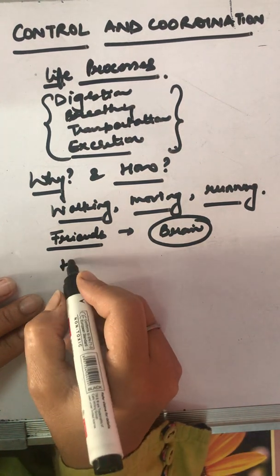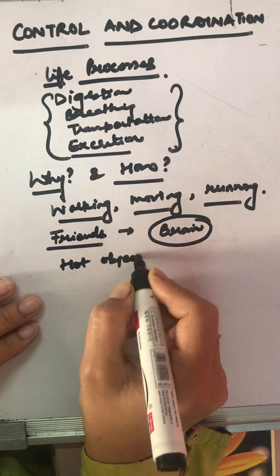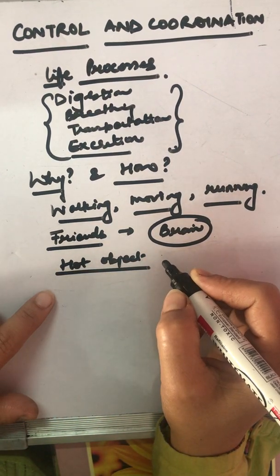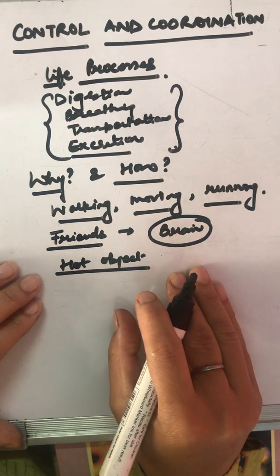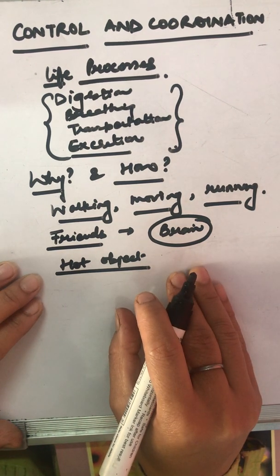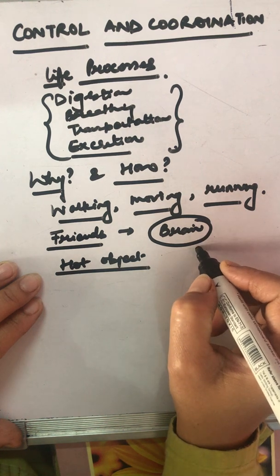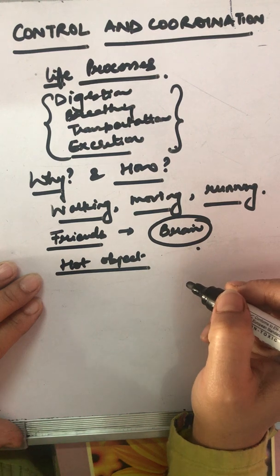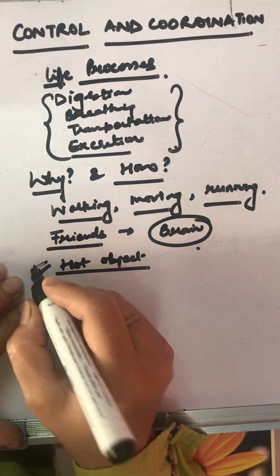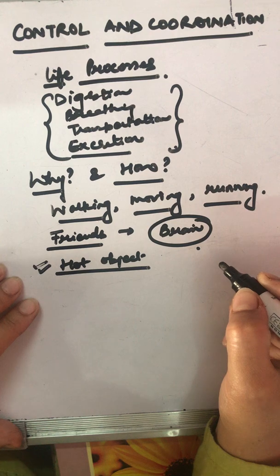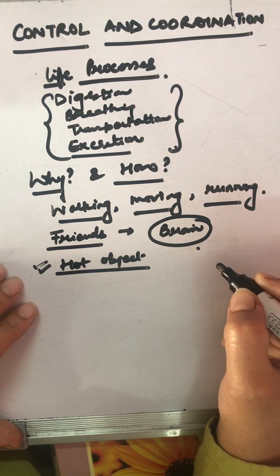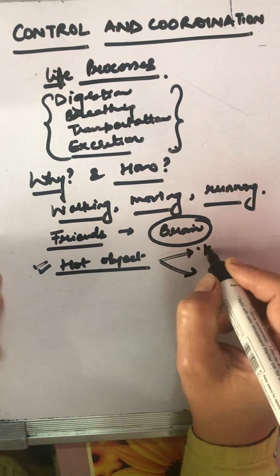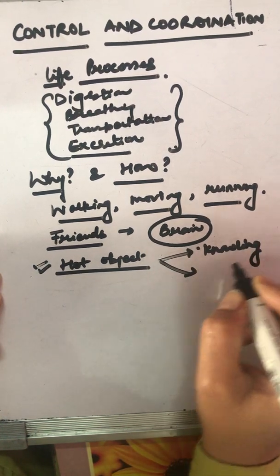If I provide you any hot object, what will you do? Obviously, it's a dangerous situation, so you will respond to it wisely, right? Deciding in your brain how to touch it, so that it may not hurt me. But if unknowingly you touch any hot object, what would be your reaction? How would you behave at that time?